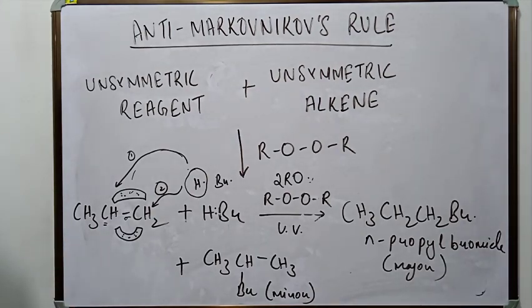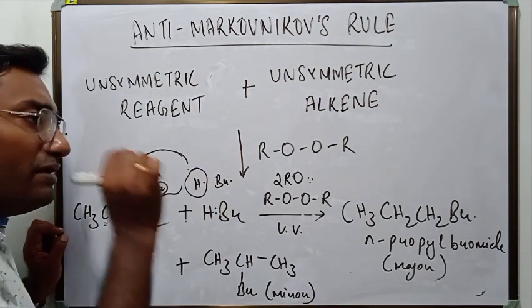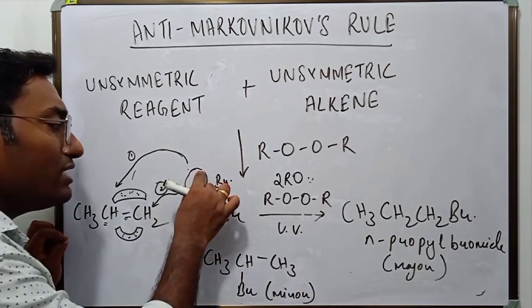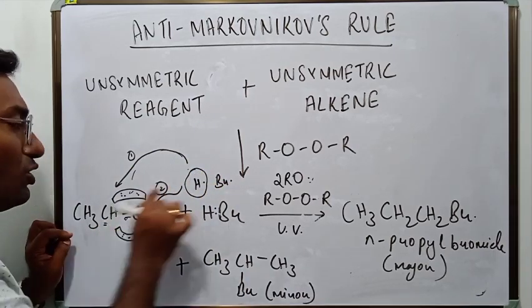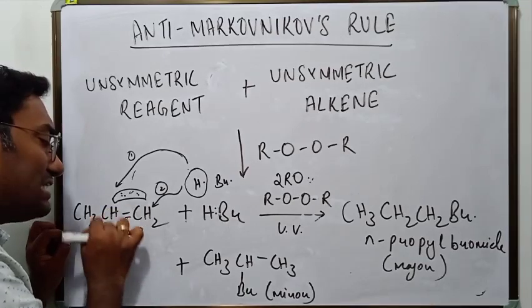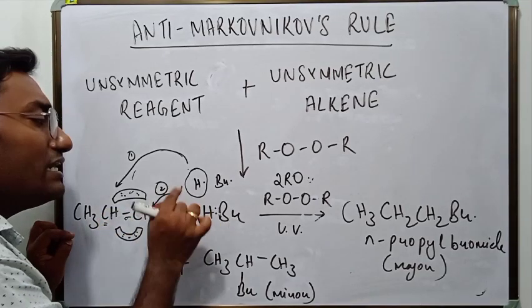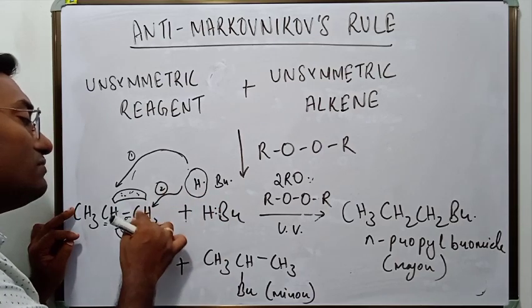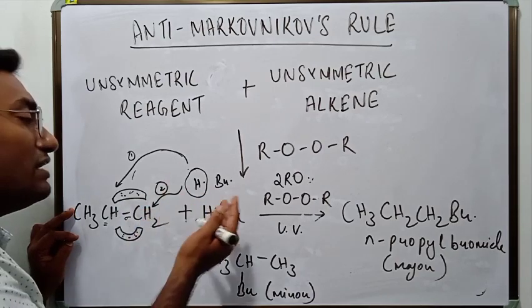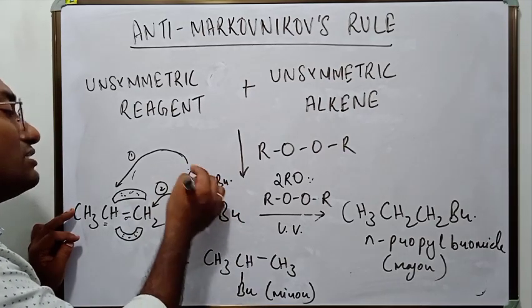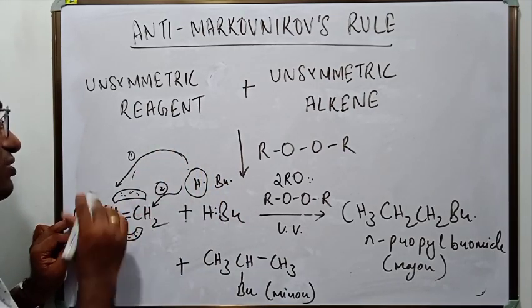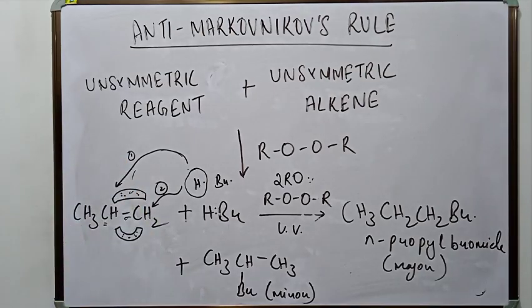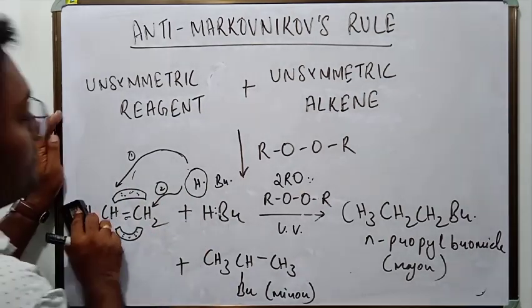Now the main question here is, why does the hydrogen go to a carbon atom that has a lesser number of hydrogen atoms? Why doesn't it go vice versa, to the carbon which has more hydrogen atoms? To solve this question, we will have to look at the mechanism. Let us now go into the mechanism to understand this.